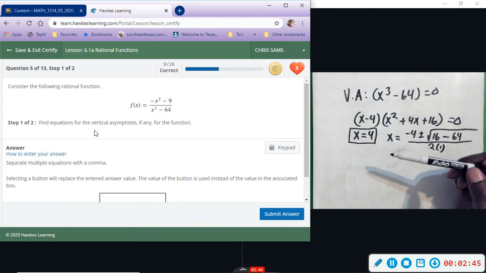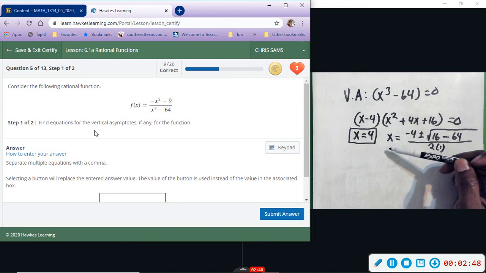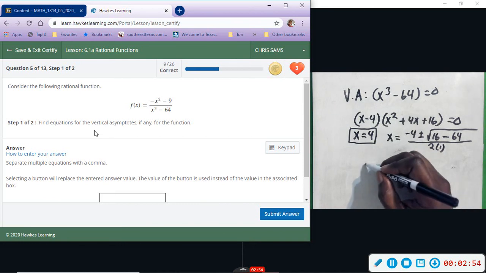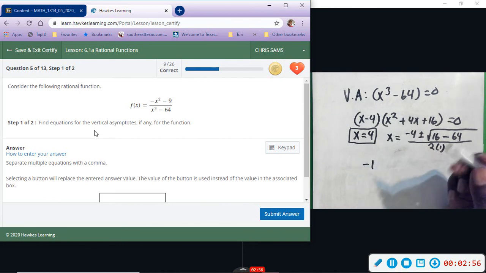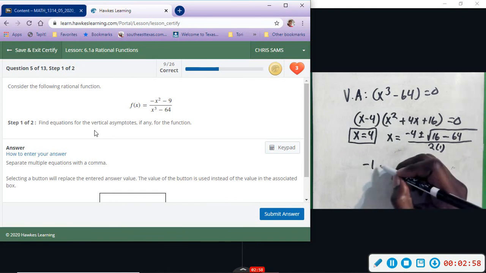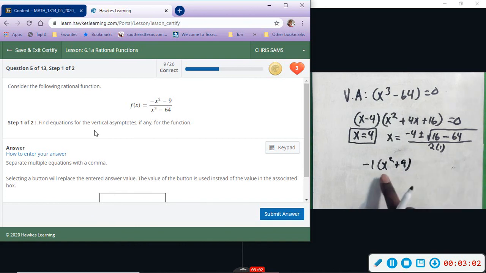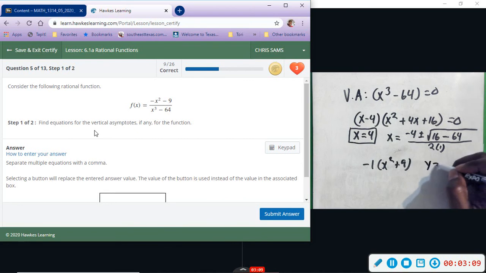Horizontal asymptote, if you notice, the degree of the top is bigger than the bottom. And if you were to factor the top, so plot a negative 1, it won't factor. We have x squared plus 9. Okay, so that won't factor. So the degree of the top is smaller than the degree of the bottom. So in that case, we always have y equals 0. So we have vertical and horizontal.